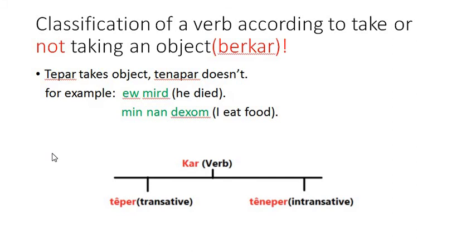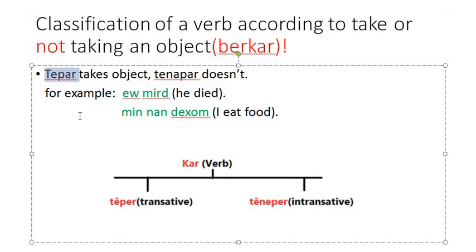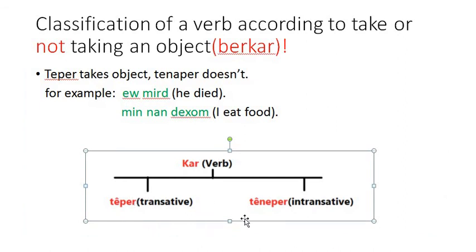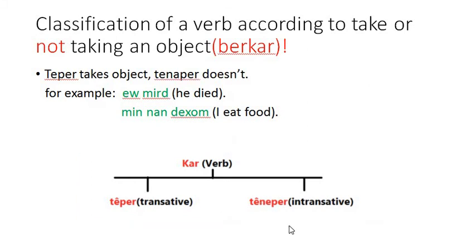Anyway, it's basically like classifying verbs in English: are they transitive or intransitive? Tepar is a Kurdish word. I wrote it in a wrong way, but here is the right way. Tepar is transitive verb. Tenapar is intransitive verb. If you notice, in tepar we just added na to create the negative. Tepar means transitive, tenapar means intransitive.